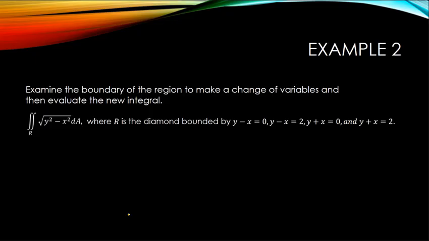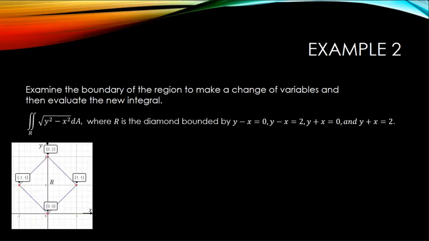Let's examine the boundary of the region to make a change of variables and then evaluate the new integral for the double integral over R of the square root of the quantity y squared minus x squared dA, where the region R is the diamond bounded by y minus x equals 0, y minus x equals 2, y plus x equals 0, and y plus x equals 2.